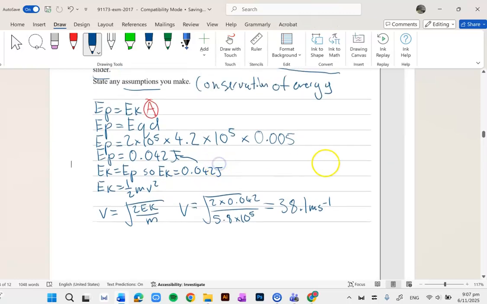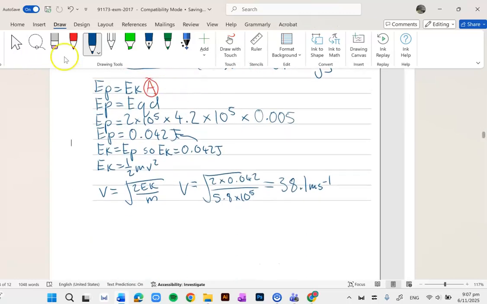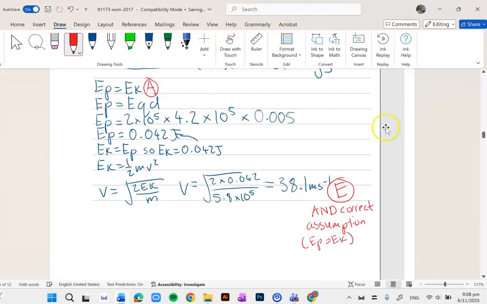Right, there's your excellence question to end it off. So for excellence, you needed to have the correct velocity, and the correct assumption, which is literally just the EP equals EK. For merit, you have assumed the energy conservation, so you've got this, and a valid attempt at finding v.